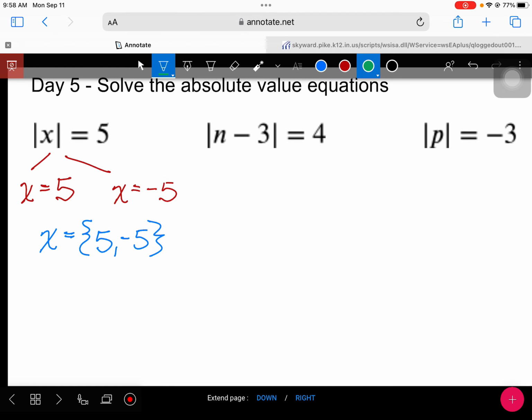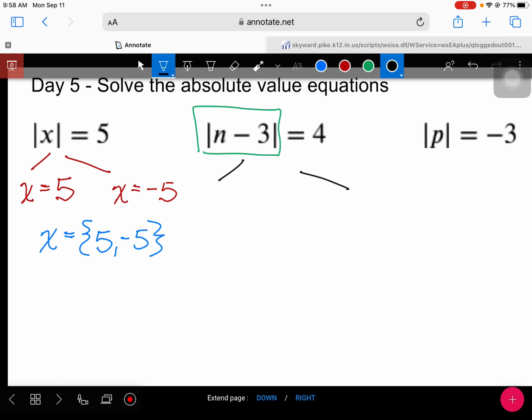Is this absolute value isolated and by itself in the equation? Is it being multiplied or added to, or is it by itself? It is by itself. It is the only thing on that left side of the equation. So it is isolated. Now you can separate it into those two cases.